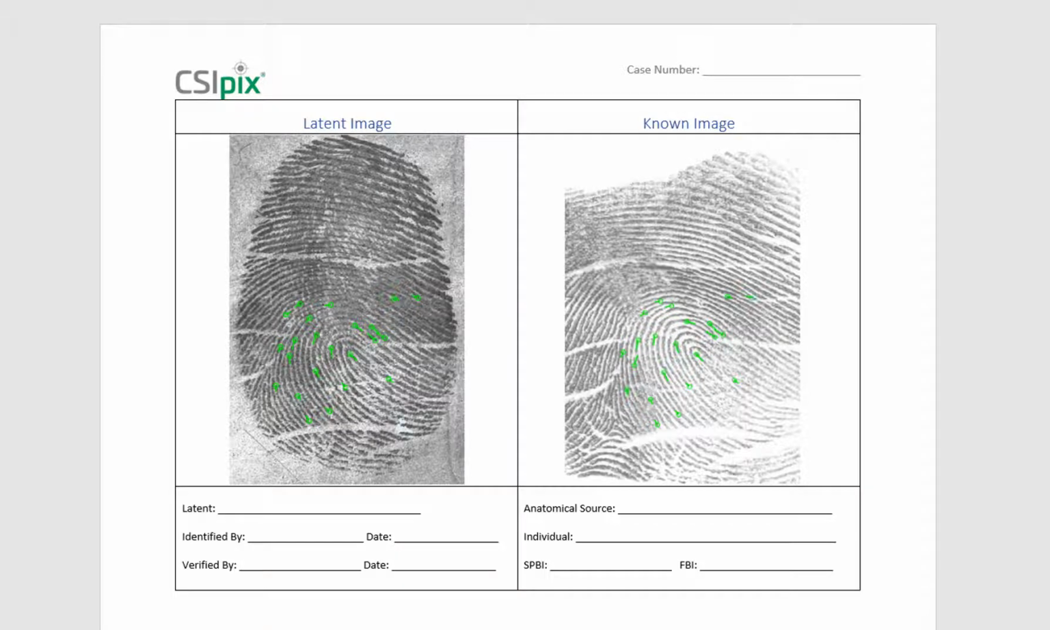This video is going to be super quick. I'm going to show you how to use CSIpix and Microsoft Word to save your work to a standard template that you can print or add to a report. And it'll end up looking something like this.